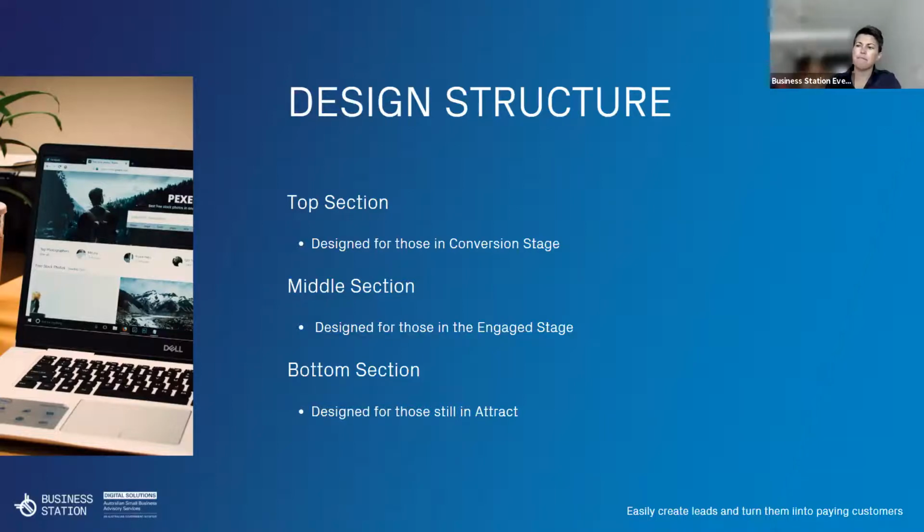As you scroll down the site, the next section, or the middle section, is generally for those who are in the engaged stage. So these people have some familiarity with your business. They might have engaged with you through social media. They might have been told about you by a friend. Somehow or other they've engaged with you in some way, but they just haven't got enough information or enough trust yet that they're ready to just jump in and purchase. So they need a little bit more nurturing, a little bit more information.